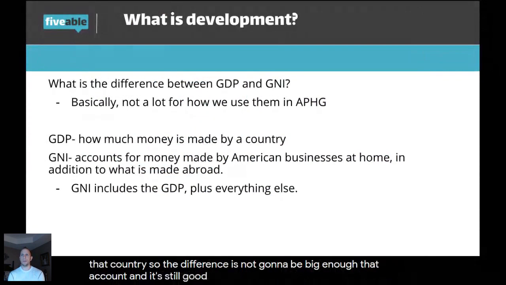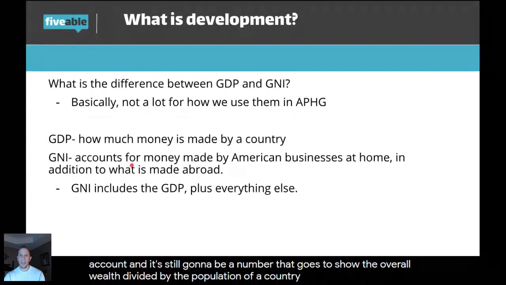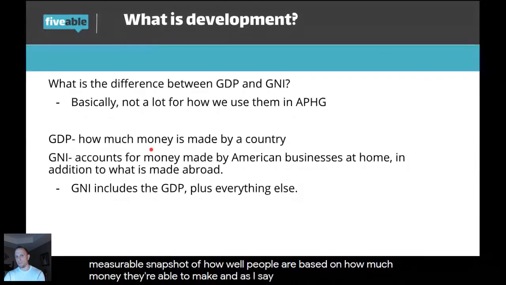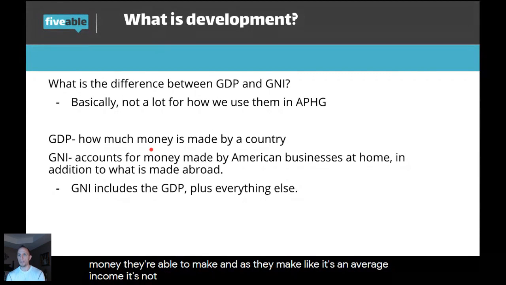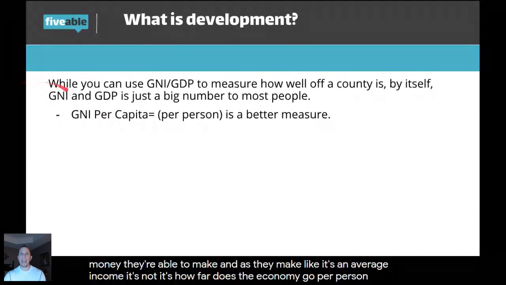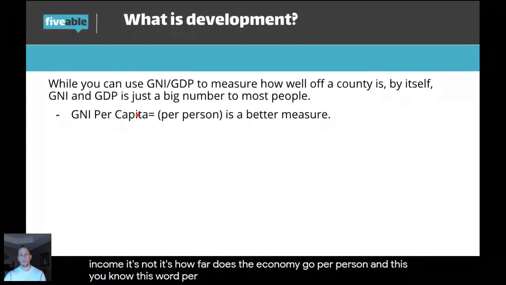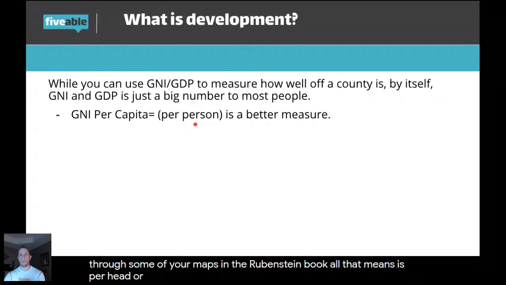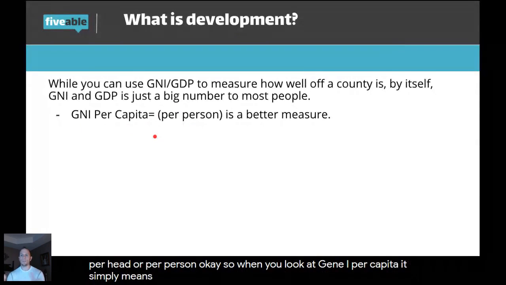And it's still going to be a number that goes to show the overall wealth divided by the population of a country, and give you kind of a measurable snapshot of how well people are based on how much money they're able to make. And I say make like it's an average income. It's not. It's how far does the economy go per person. And this word per capita, you might see that when you're looking through some of your maps in the Rubenstein book. All that means is per head or per person. Okay, so when you look at GNI per capita, it simply means per person.